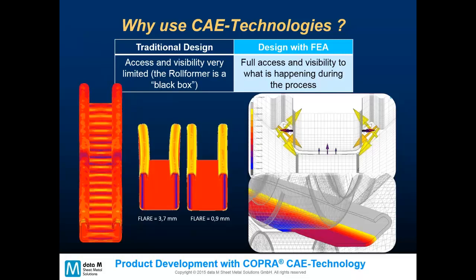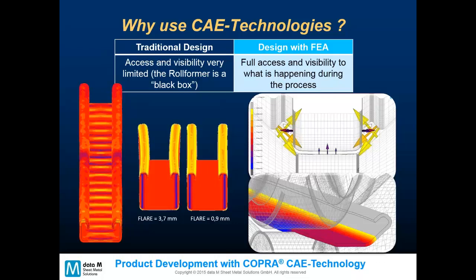If we again consider the traditional approach, the access and visibility is very limited within the roll former. It's essentially a black box. We can't see what's causing these problems, which of course is unfortunate. When designing with FEA, we have full access and visibility to what's happening during the process. We can gather an understanding of what's actually happening within the material, and we can determine the forces acting upon the strip, elongations that could be caused by these forces, and we can obtain a true three-dimensional view of material movements that are actually taking place during the forming process.